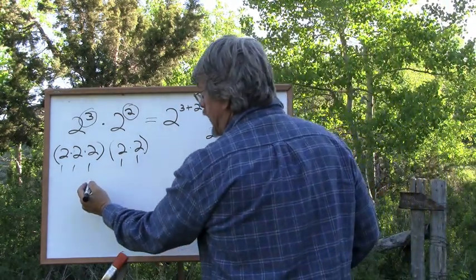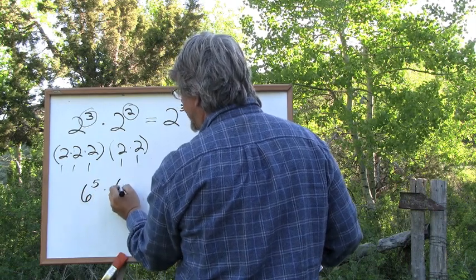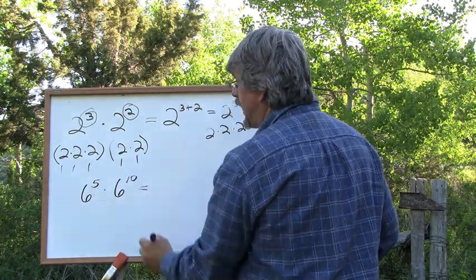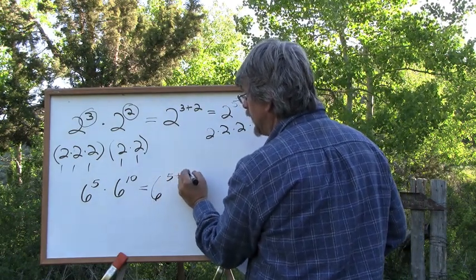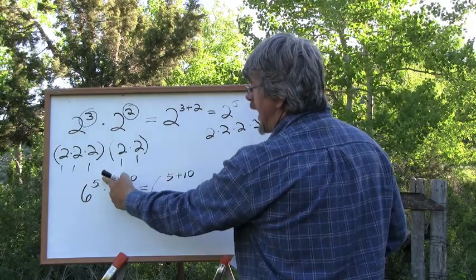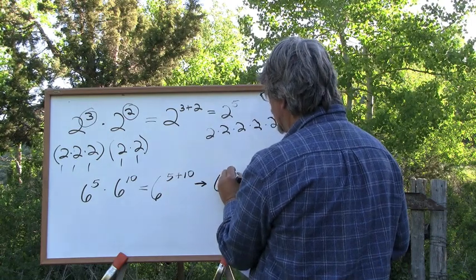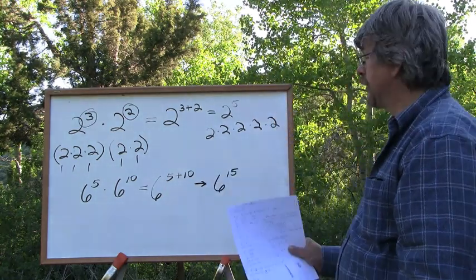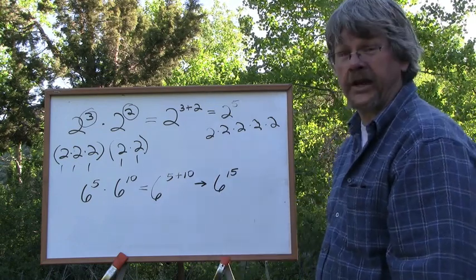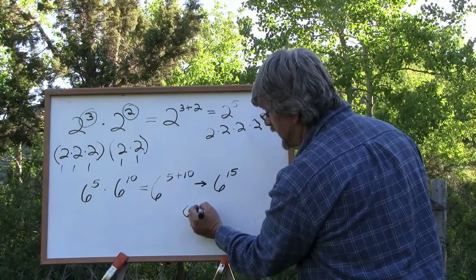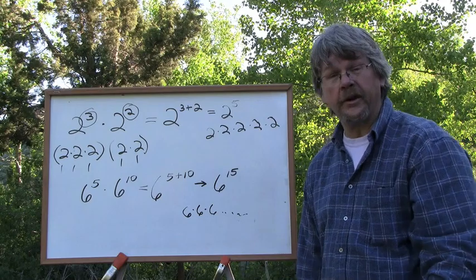It works the same with any number. If we have 6 to the 5th times 6 to the 10th, this is going to equal 6 to the 5 plus 10. You add the exponents, and that simply goes to 6 to the 15th, which is an incredibly huge, huge number. It's not 6 times 15, it's 15 6's all the way out, and each one multiplied to itself.